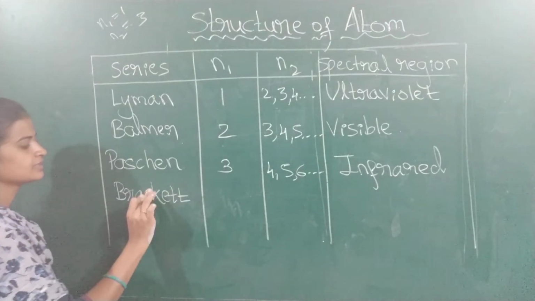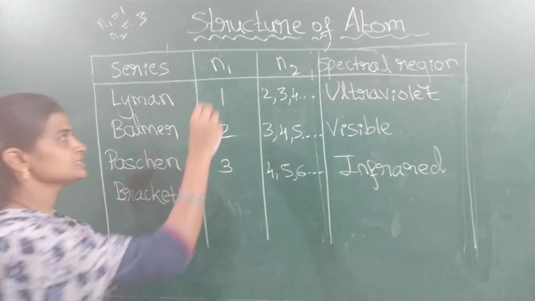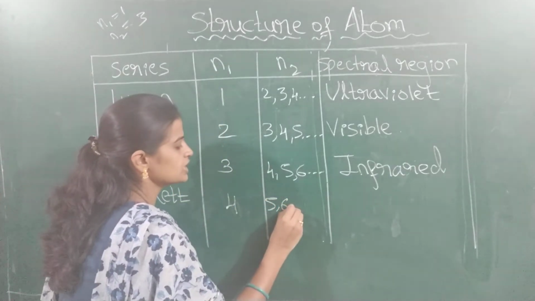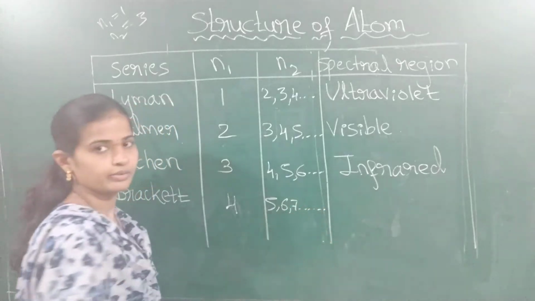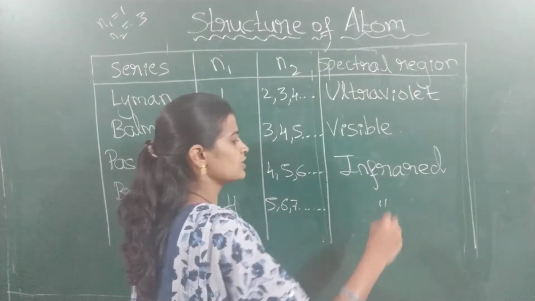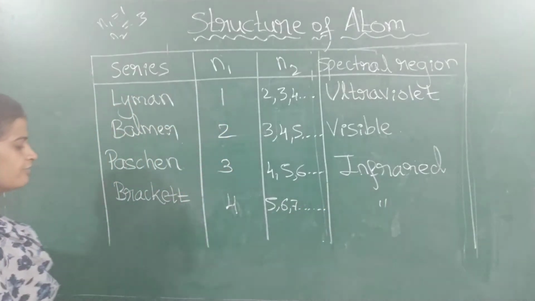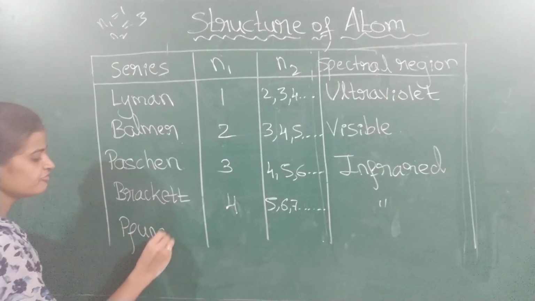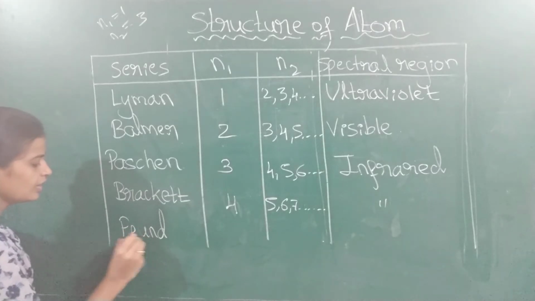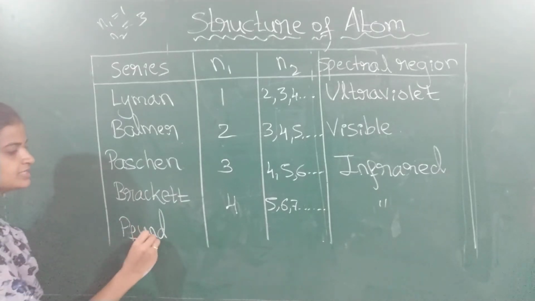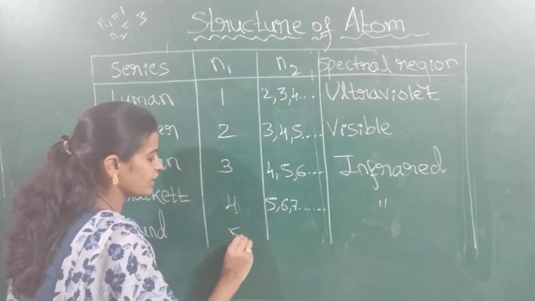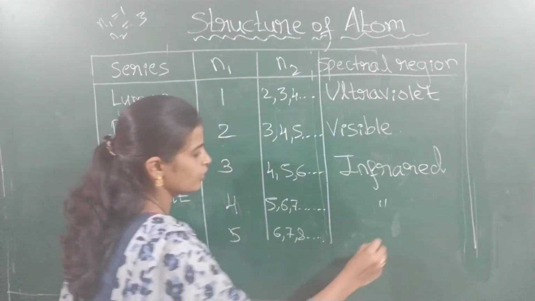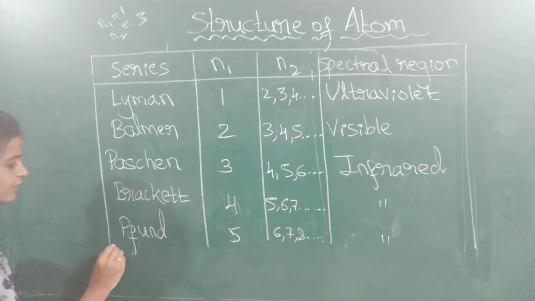Brackett series. Then what is the n1 value? 4. n2 value 5, 6, 7 and so on. This also falls in the infrared region itself. Last one is Pfund. Pfund series, and the n1 value is 5, n2 value is 6, 7, 8. This also falls in the infrared region.